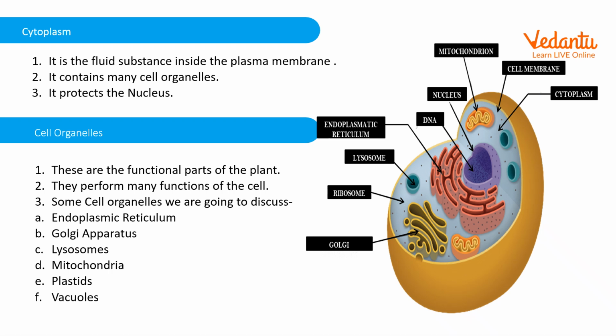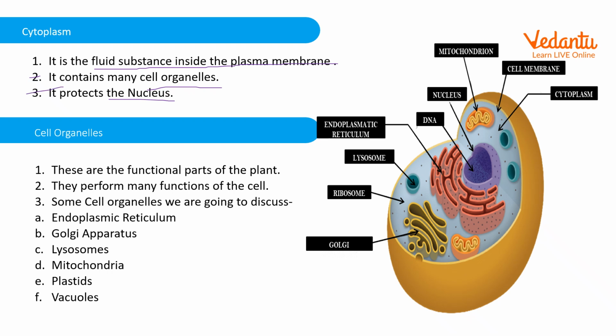Now we'll study about cytoplasm and cell organelles. Cytoplasm is the fluid substance inside the plasma membrane. It contains many cell organelles. It protects the nucleus. So there are two functions of cytoplasm: it contains cell organelles and it protects the nucleus.